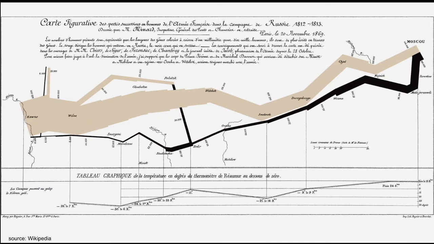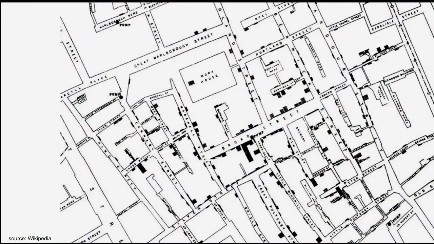And hopefully some lessons may have been learned. So just one more map from the history lessons, I promise, just one more. This is a map of the area around Broad Street in London from 1854. This map was drawn by a doctor named John Snow.